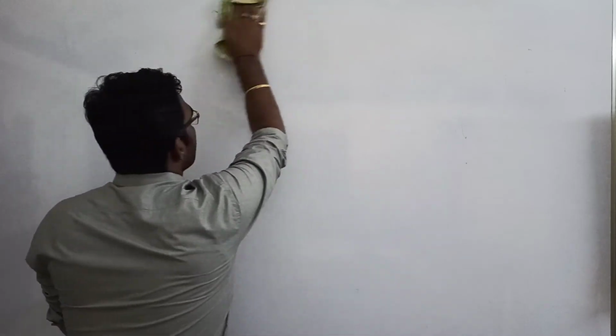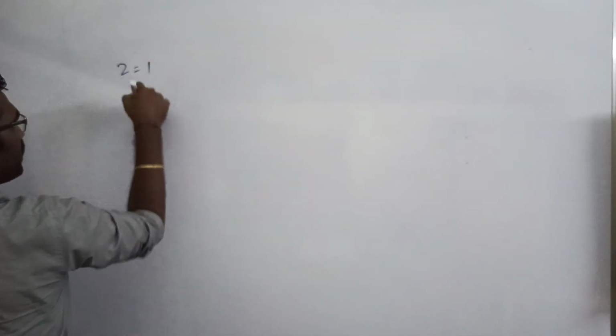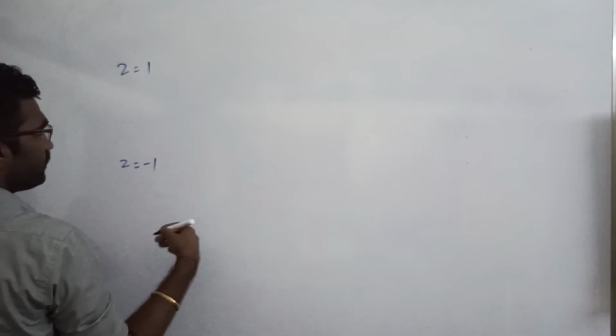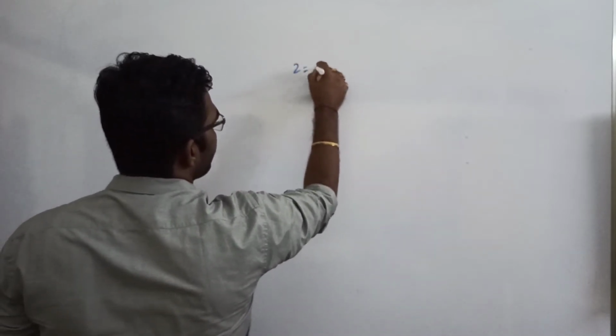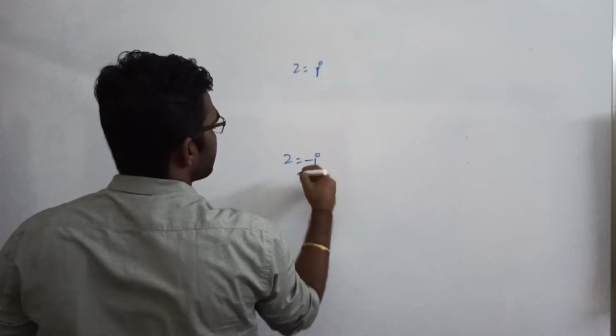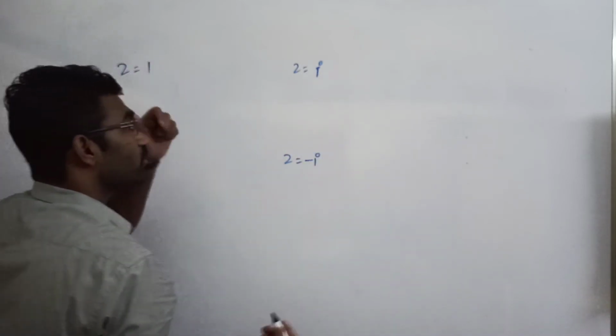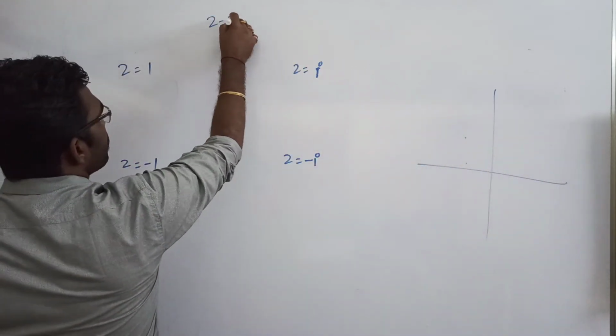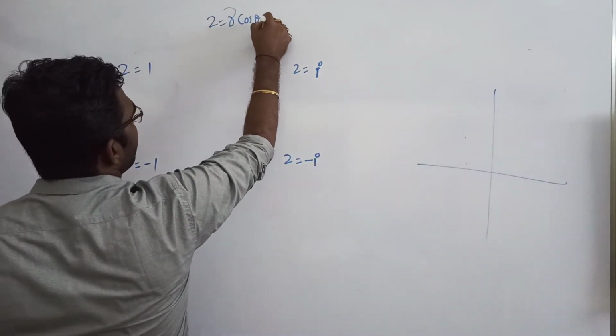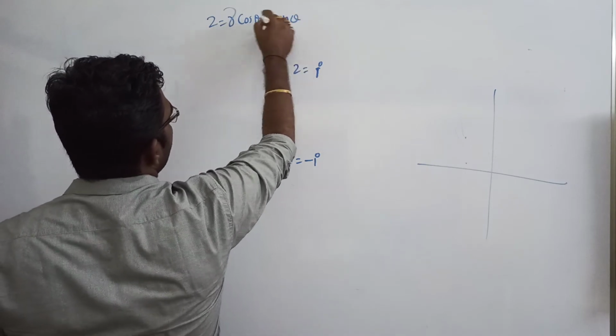But before that, we'll see the numbers here. For example, if z equals 1, z equals minus 1, z equals i, or z equals minus i. These four numbers I have to write in the polar form. What is the polar form? z equals r cos theta plus i sin theta.